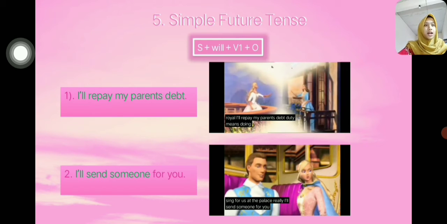Princess Anneliese tells Erika that she will send someone to take Erika and bring her to the palace. It is just a plan from Princess Anneliese that will be done in the future and not now.